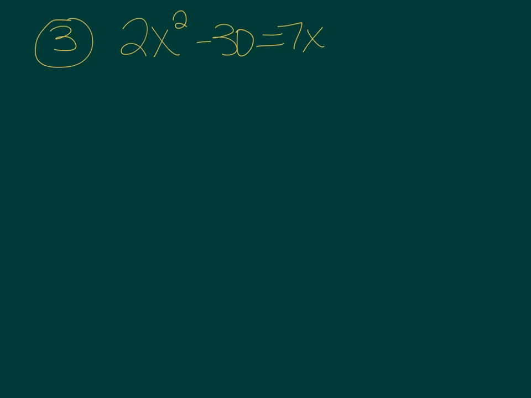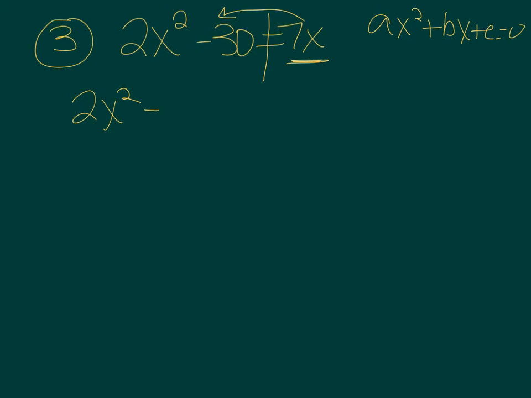Okay, so here's the next one. If you notice, this one is not in order. I have a 7x over here, and this needs to be a 0. So I need to take this and move it over. And now remember, when you do that, you need to put it in order. Okay, and this term is the b term, so I'm going to put it in between. So I have 2x squared. Now remember, when you cross the equal sign, it changes sign. So that's a negative 7x minus 30 equals 0. Now my quadratic is solved for 0, so now I can factor.